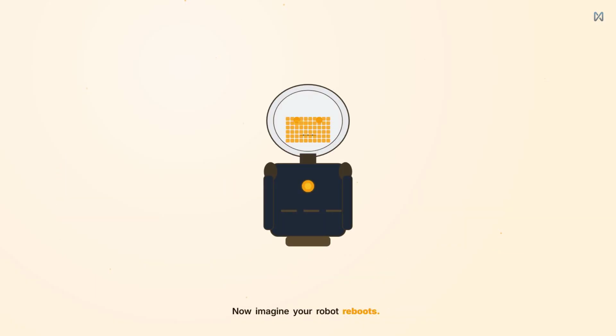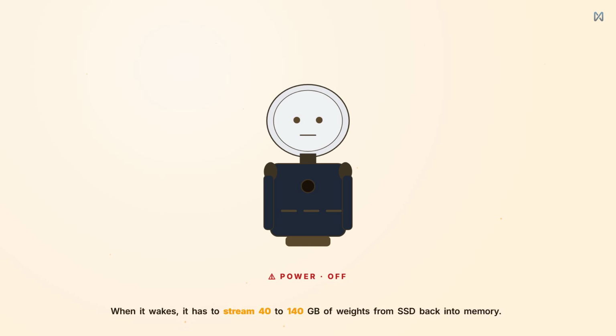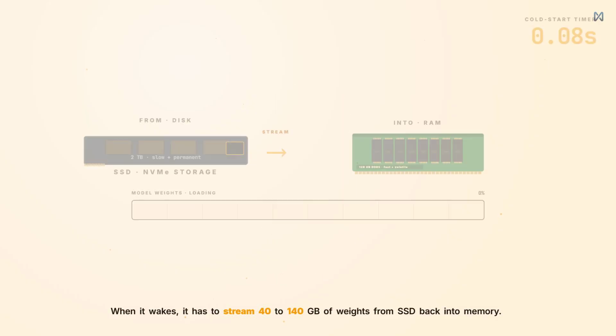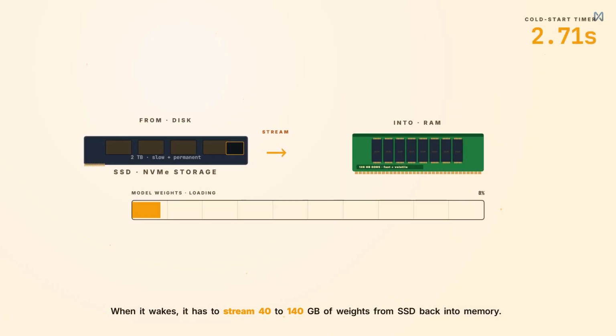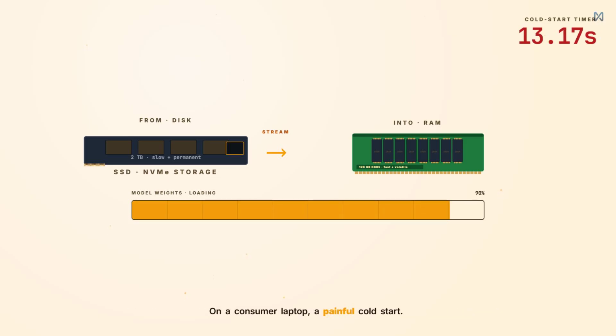Now, imagine your robot reboots. Cut the power and every capacitor drains. The brain goes black. So when the robot wakes back up, it has to stream 40 to 140 gigabytes of model weights off the SSD back into memory before it can think a single thought. On a consumer laptop, that can become a painful cold start.